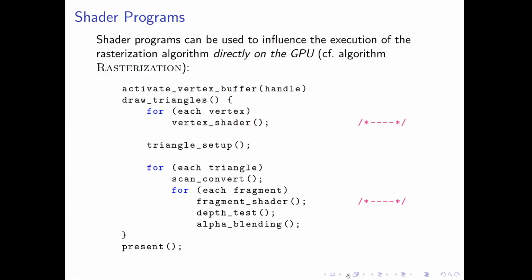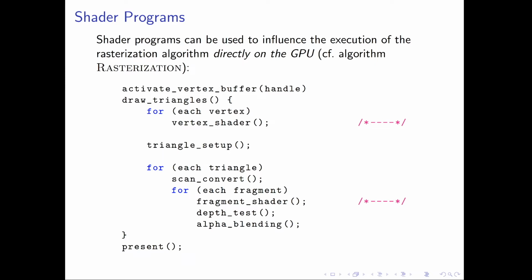We will now have a relatively detailed discussion of shader programs, and you will recall that we already discussed shader programs briefly when we talked about the deferred shading algorithm in the computer graphics part of the lecture. We already know that shader programs are there to influence the execution of the rasterization algorithm that runs on the GPU. Shader programs are directly dispatched on the GPU, and they influence how vertices are transformed and how fragments are shaded.